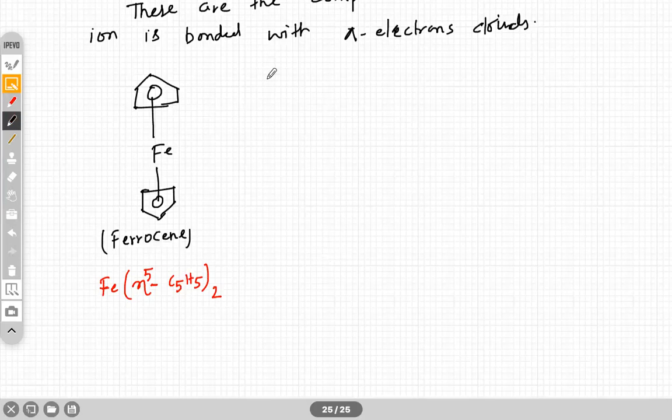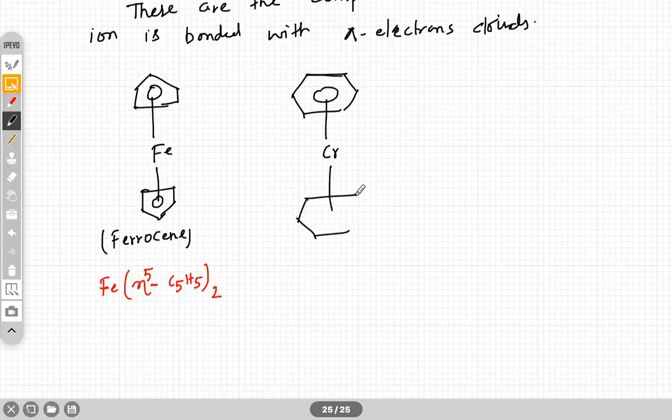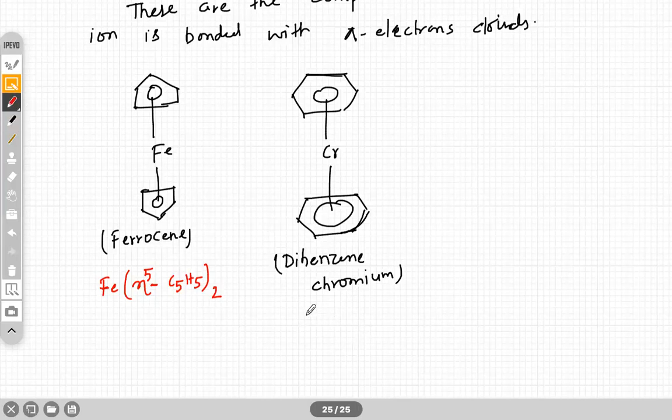One more example we have, in fact, two we have. Pi electrons of benzene, you see this, with chromium, and this is attached with benzene. This we call dibenzene chromium. And the representation of this is Cr for chromium, eta to the power 6, (C6H6)2.